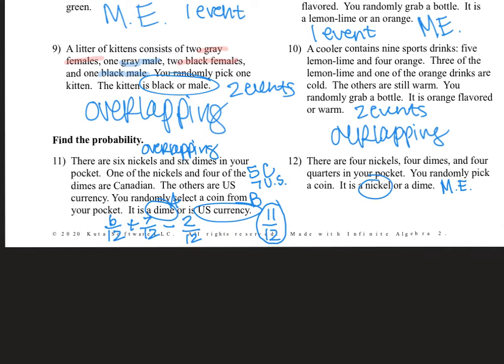So the probability of picking a nickel is A, dime is B. So the probability of you picking a nickel is 4 out of 12 because there are 12 total coins in your pocket, plus the probability of you picking a dime is 4 out of 12. So this is 8 out of 12, which simplifies, taking out a 4, to 2/3.